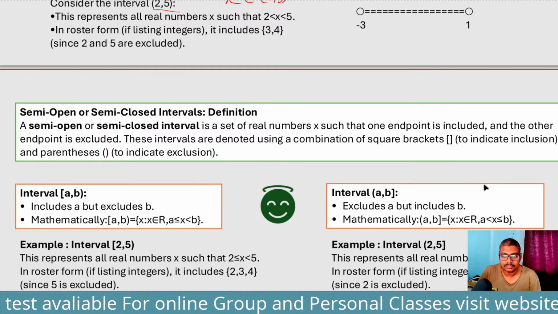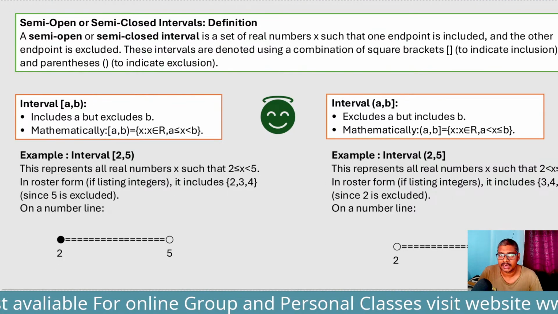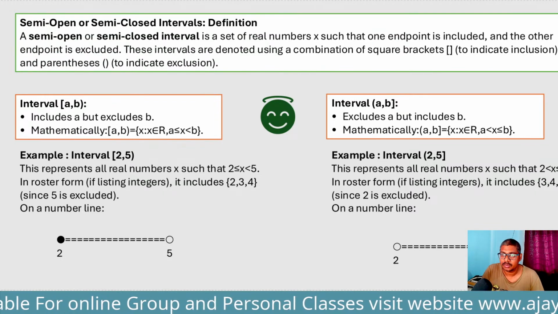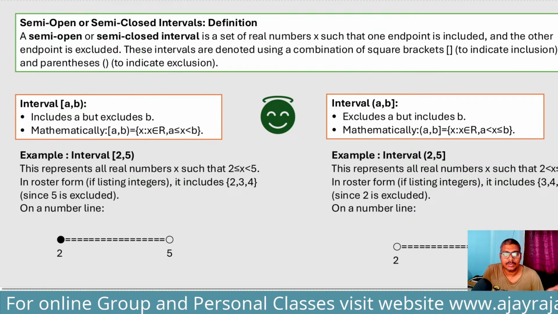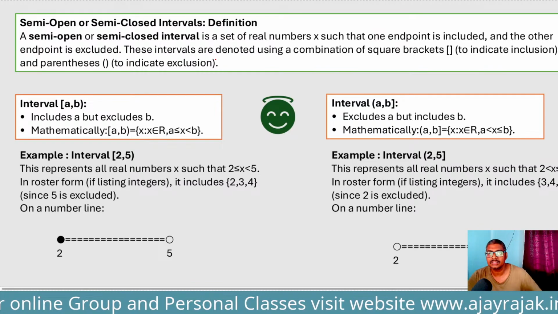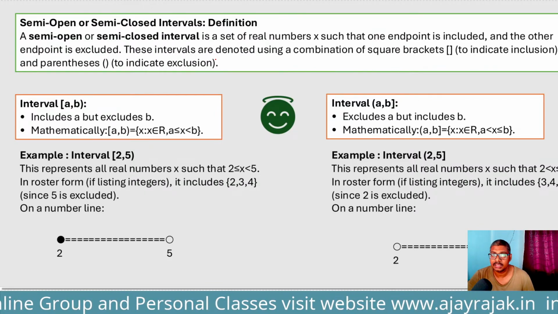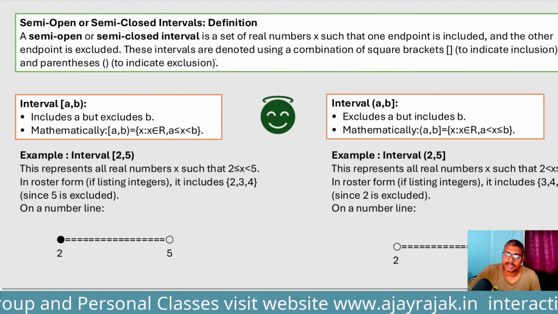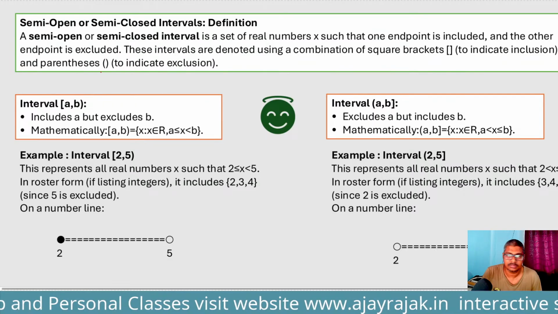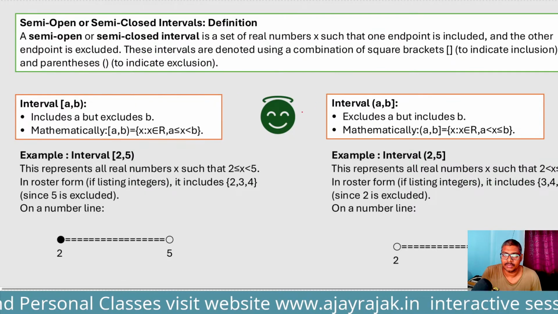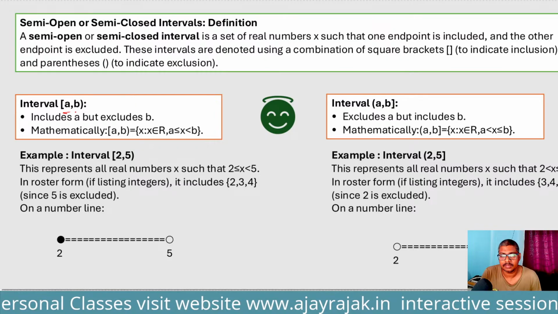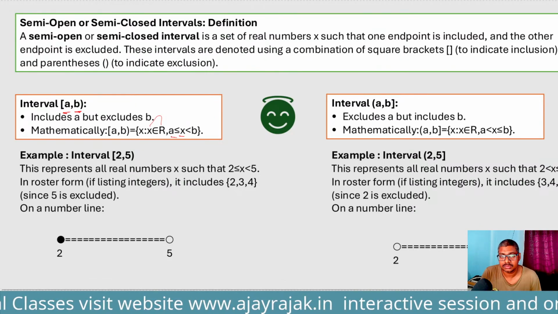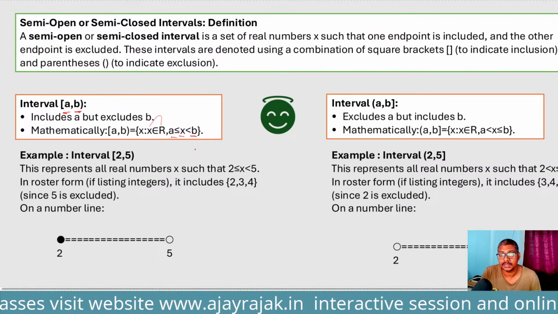Okay. Now you can use the semi-open and semi-closed, because we have different symbols to represent the boundary conditions. A semi-open or semi-closed interval is a set of real numbers such that one endpoint is included and the other endpoint is excluded. These intervals are denoted using a combination of square brackets and parentheses, so big brackets or small brackets. Like here, A is included but B is excluded. So x belongs to R, but x is greater than or equal to A and less than B.